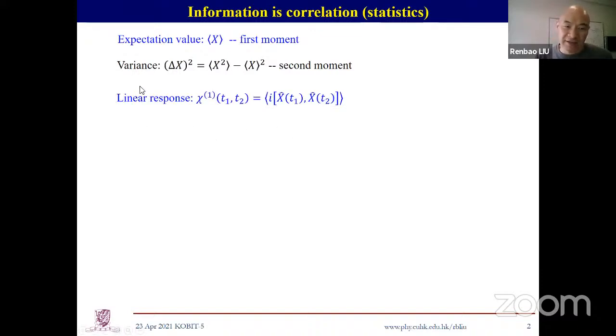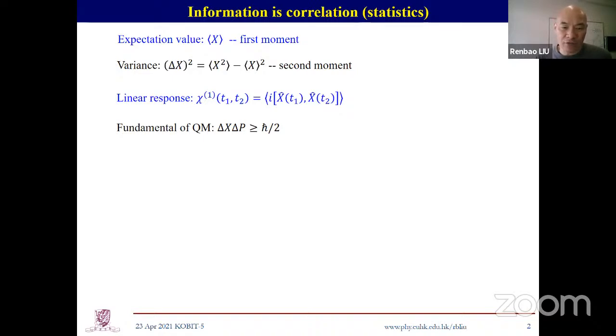The famous example of this second order correlation function in physics is the linear response function, which is the average of the commutators between two operators, one applied at the early time, another measured at the later time. These correlations have importance in physics, especially in quantum mechanics. It's actually all about the statistics.